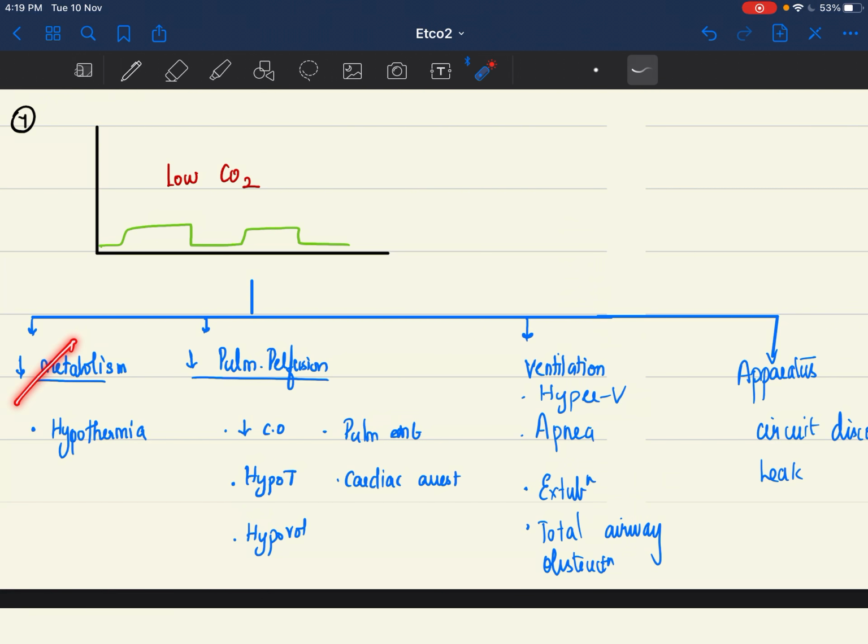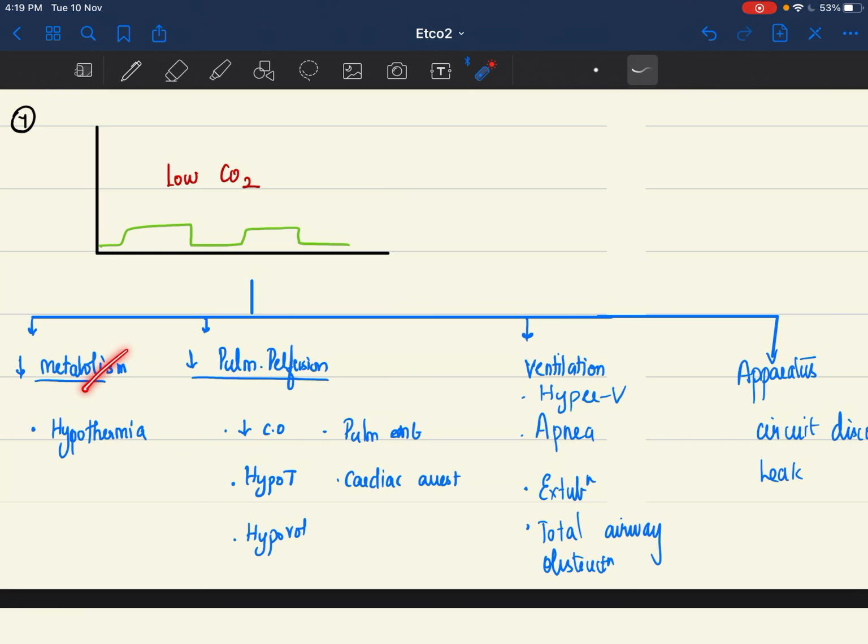Decreased metabolism, as in hypothermia. No, carbon dioxide is formed, but it is not being shifted to the lungs because of a cardiac problem. It can be hypovolemia, it can be hypotension, it can be the heart not pumping properly, or it is pumping but the blood is unable to reach the lungs due to a pulmonary embolism.